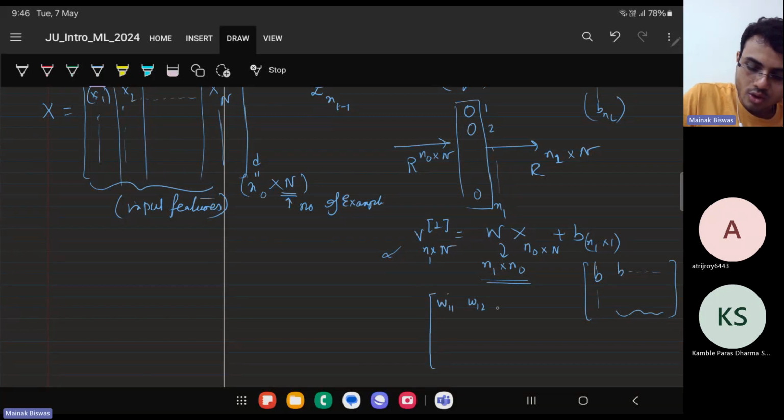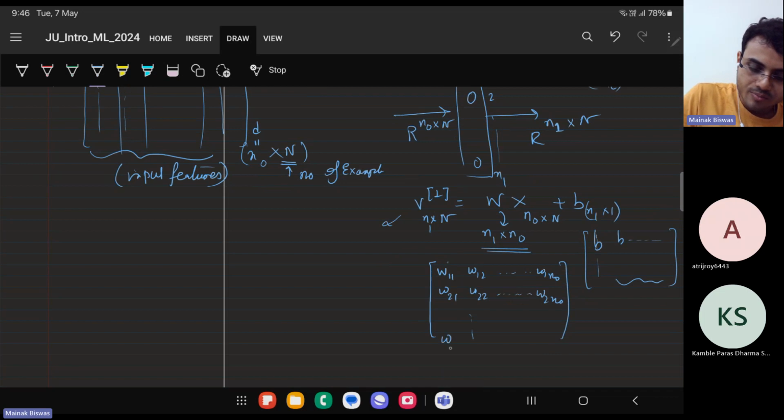W11, W12, dot, dot, dot, W1n, N0, W21, W, this is what I'm writing once so that you can remember, dot, dot, dot, WN1, 1, WN12, dot, dot, dot, WN1, N0, right? This is N1 cross N0 matrix.